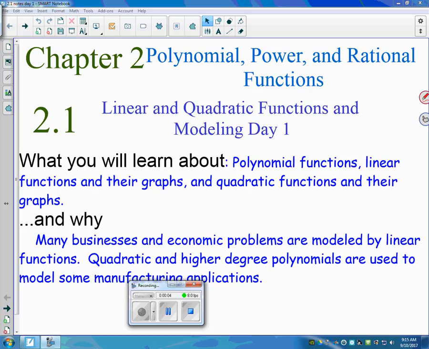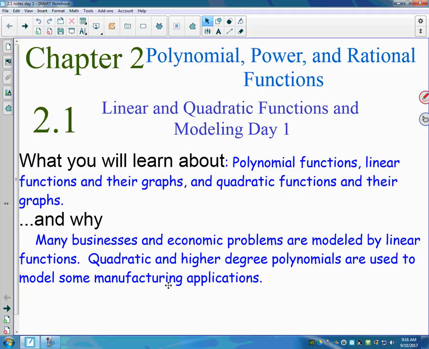Okay, chapter 2 is called Polynomial Power and Rational Functions, which means, again, we're going to review a lot of stuff that you did in Algebra 2, but we're going to go in a little bit deeper and do some more things that you didn't do in Algebra 2 as well. So today we're going to talk about mostly quadratic functions and linear functions, and there's a lot of models that do this, so day 2 of this lesson we'll actually look at some models and how we can use technology to help us graph those, okay?